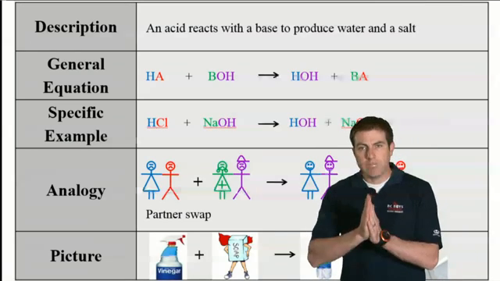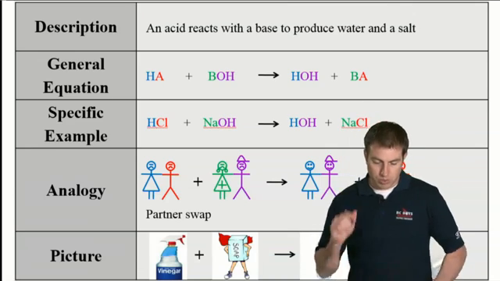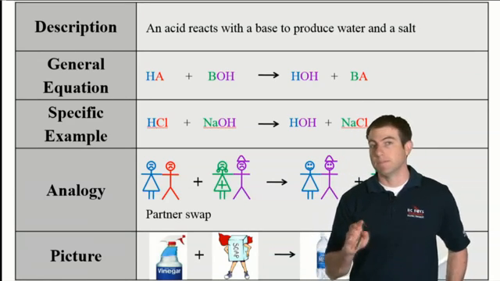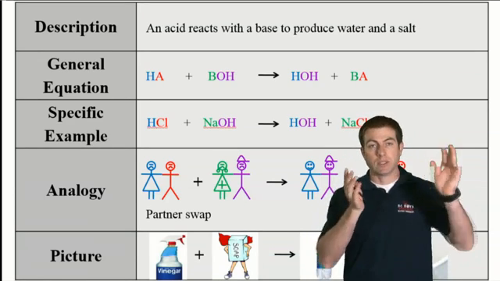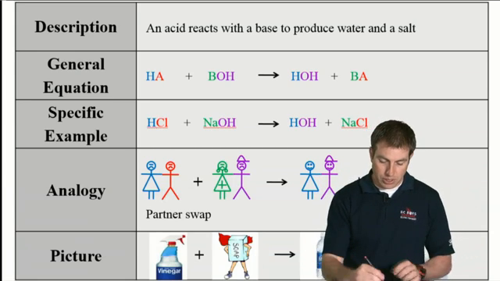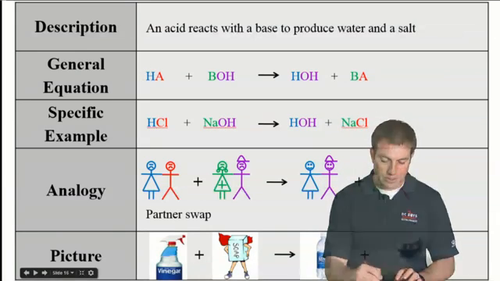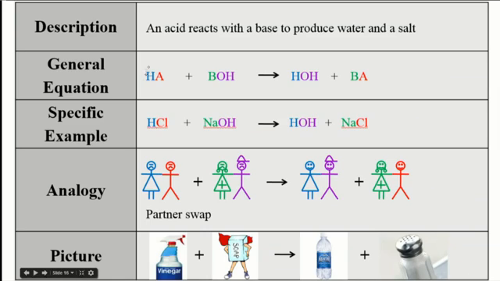I said we'd get to where the water comes from, and this is where the water comes from. It's a double replacement reaction. So your metals are going to switch. The H is acting like a metal in your acid. So your H is like a metal, and it's going to swap with the B. So you're going to end up with H and OH, HOH.